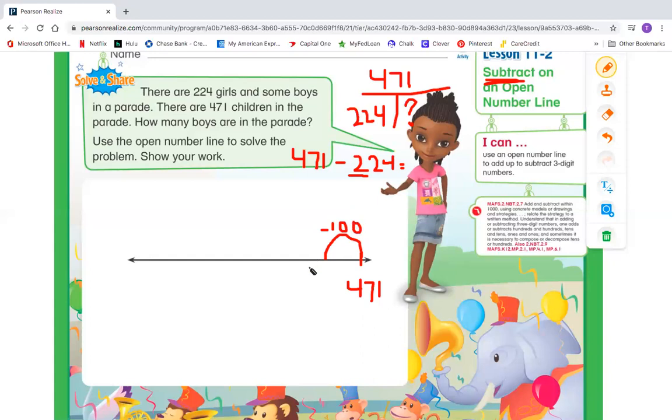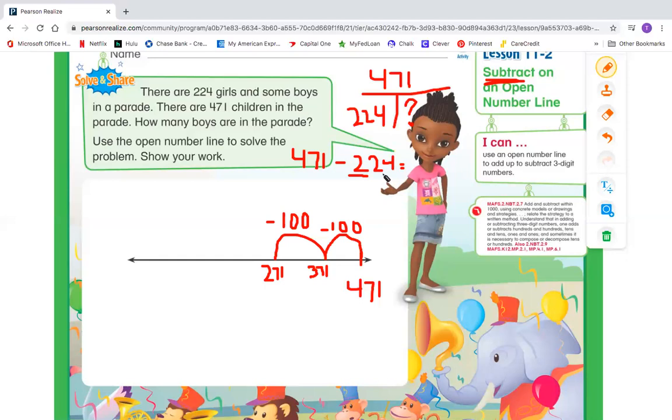And now I'm at 371. And I'm going to do minus one more 100. Make sure you are always labeling the top and the bottom nice and neat. So if I was at 471, I subtracted 100, I'm at 371. Now I'm at 271, and I'm done with my hundreds.